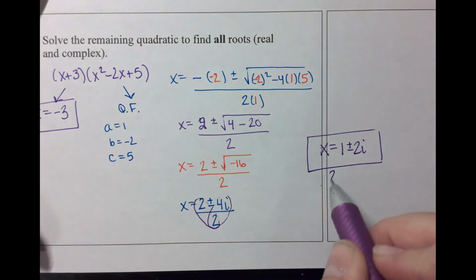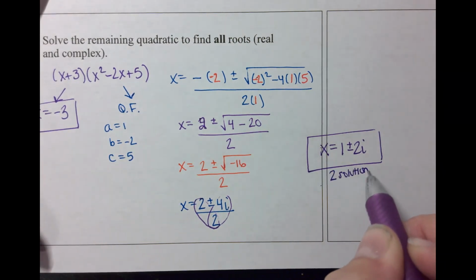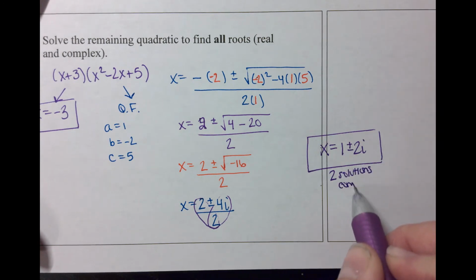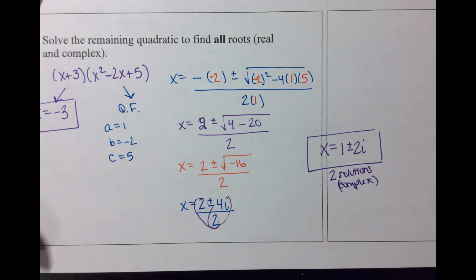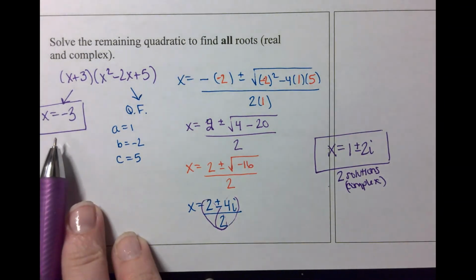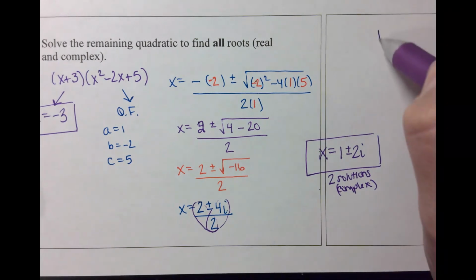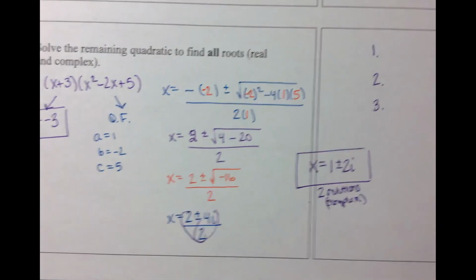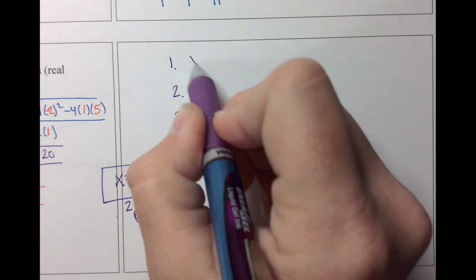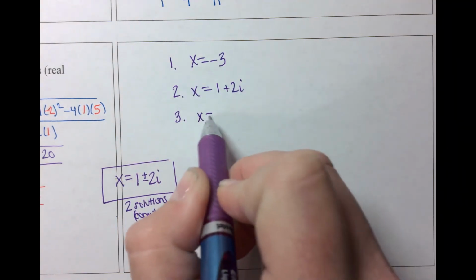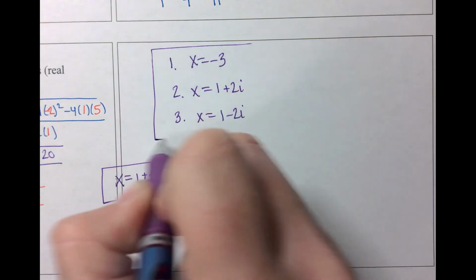So remember, we have two solutions here, right? 1 plus 2i, 1 minus 2i. They just happen to be complex or imaginary. And then we have this real solution we found all the way back on slide number 2. So for a grand total of 3 solutions, 1, 2, 3, we have x equals negative 3, x equals 1 plus 2i, and x equals 1 minus 2i.